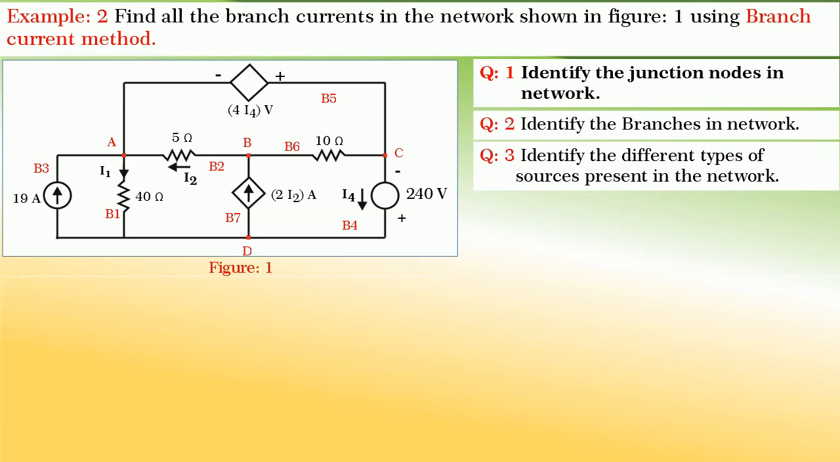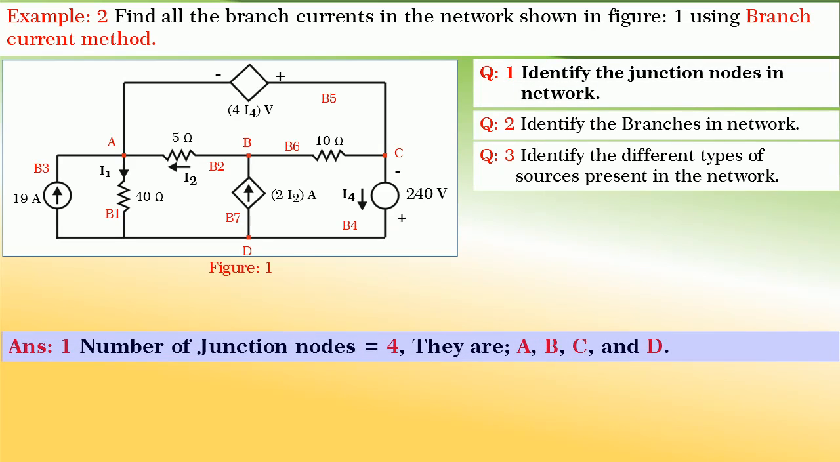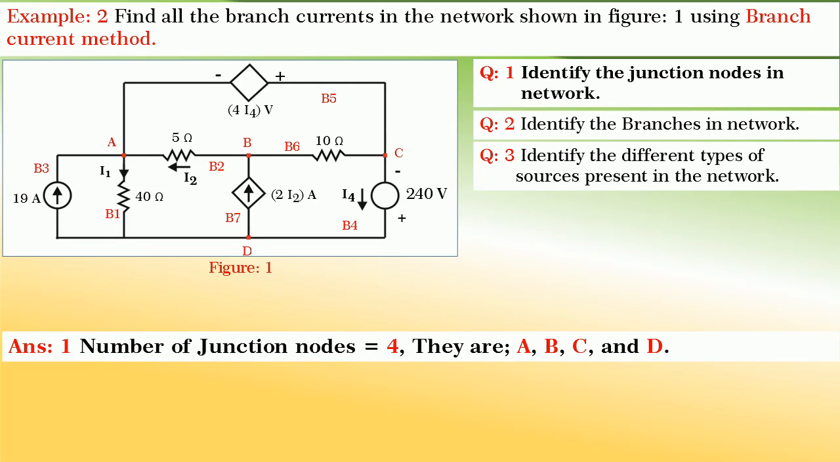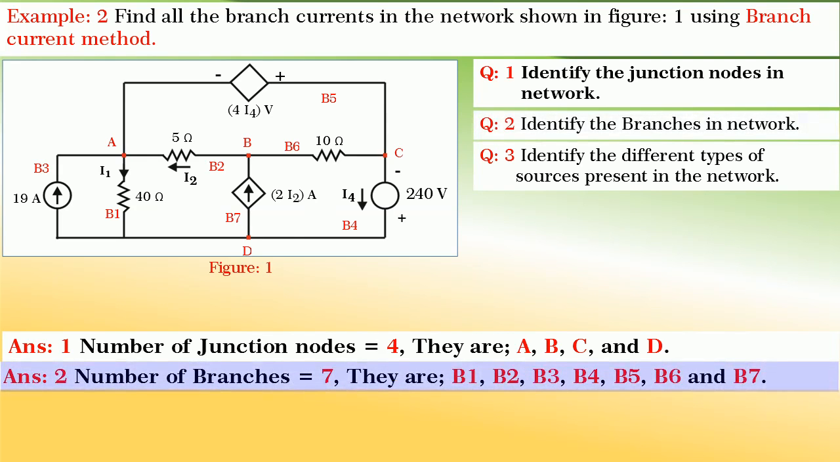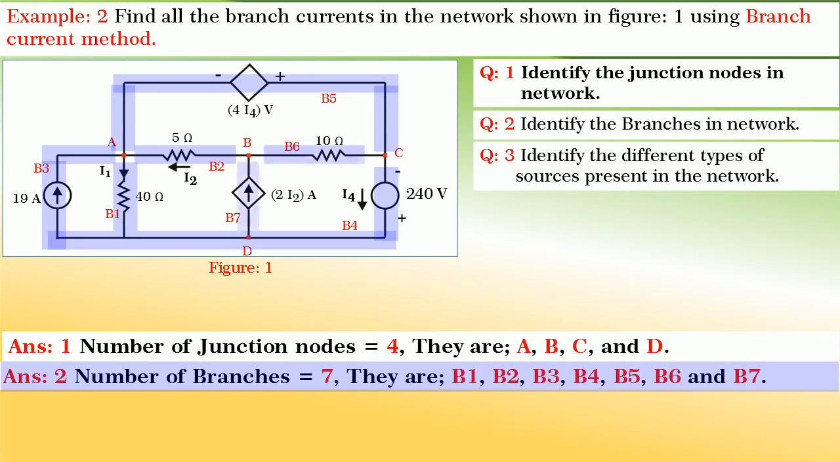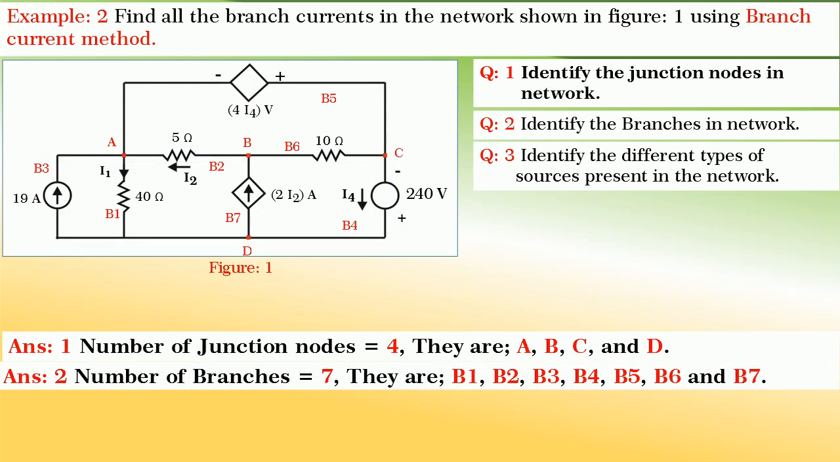If you are ready, my first question is: identify the junction nodes in the network. There are four junction nodes and they are A, B, C, and D. Next, identify the branches in the network. Friends, there are seven branches in the network and they are B1, B2, B3, B4, B5, B6, and B7 as shown in the figure. My next question is: identify the different types of sources present in the network.